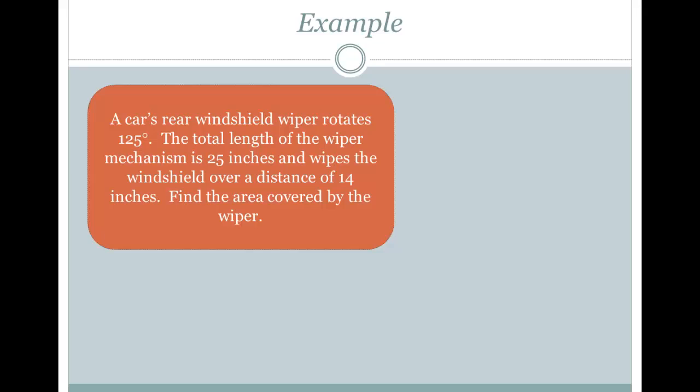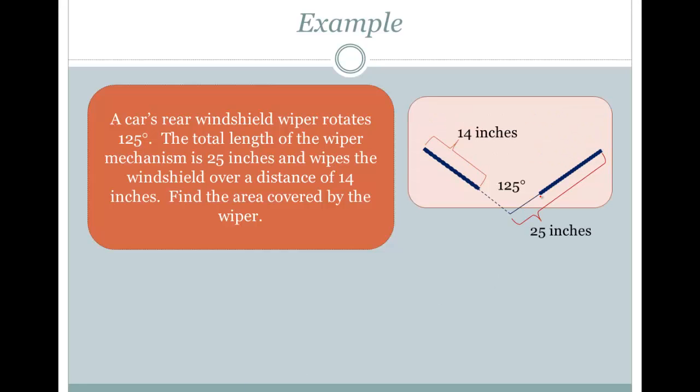Let's look at another example. A car's windshield wiper rotates 125 degrees. The total length of the wiper mechanism is 25 inches, and it wipes the windshield over a distance of 14 inches. Find the area covered. Well, let's look at a diagram here. I have 25 inches, but the wiper is only 14 inches long, and it's going to rotate through 125 degrees. When I want to know how much area is covered by the wiper, the wiper is going to come like that, and like that, and I want to know what all that area is on the inside.